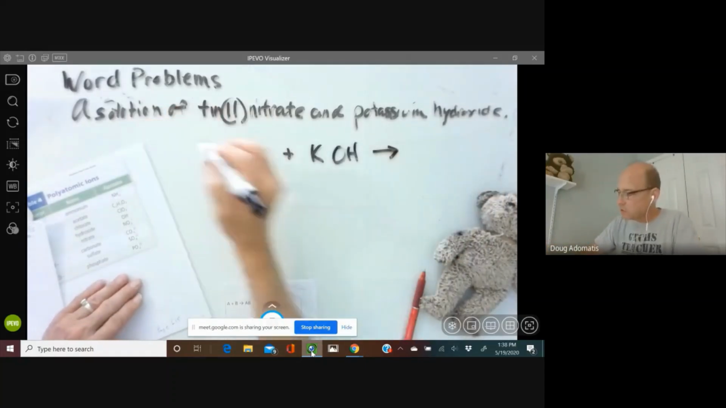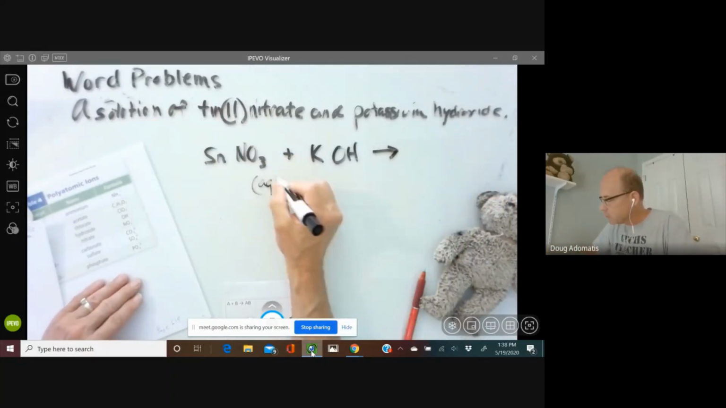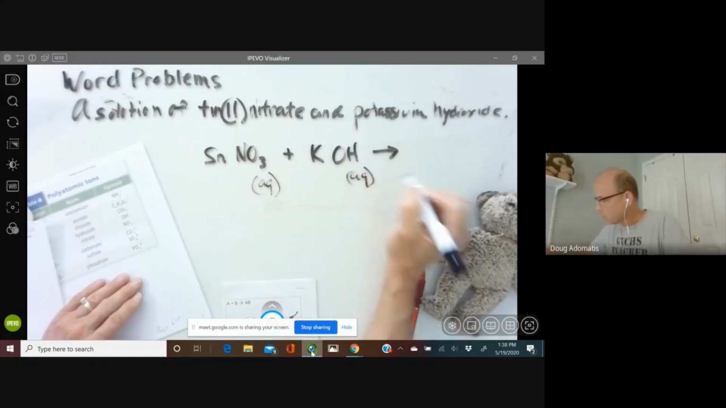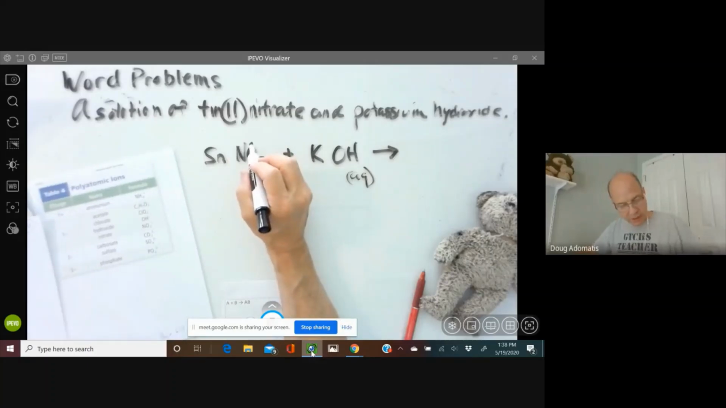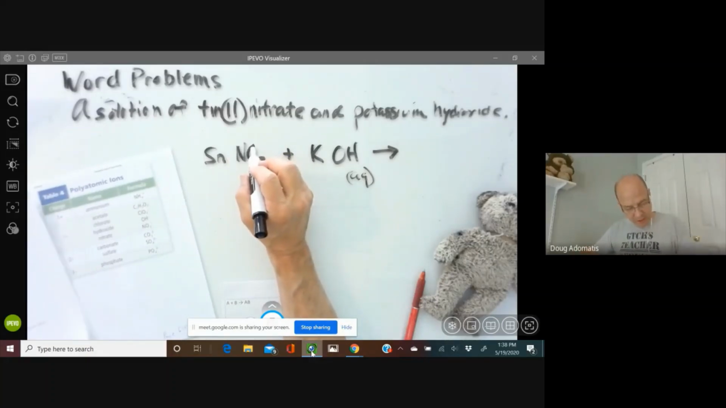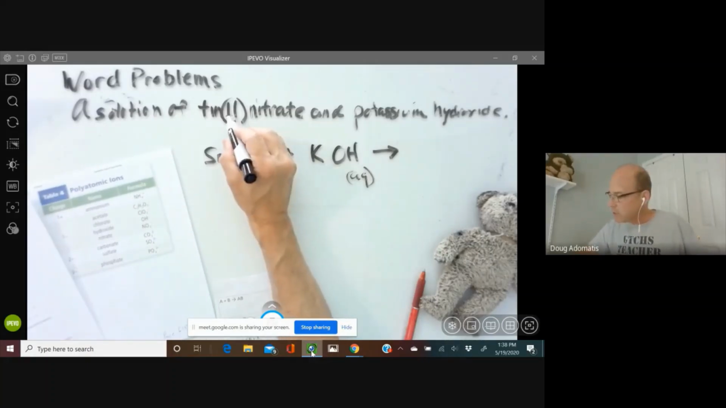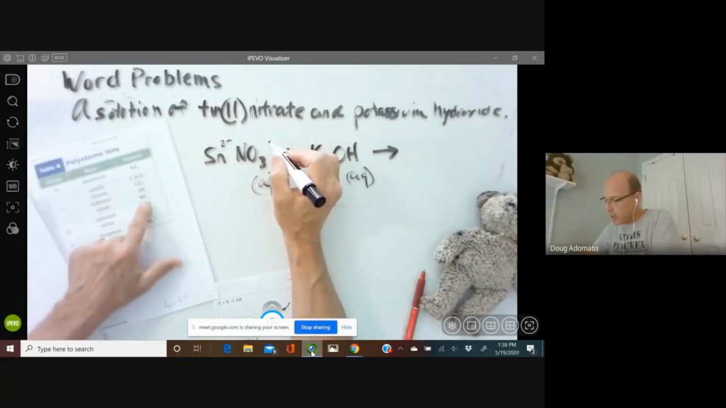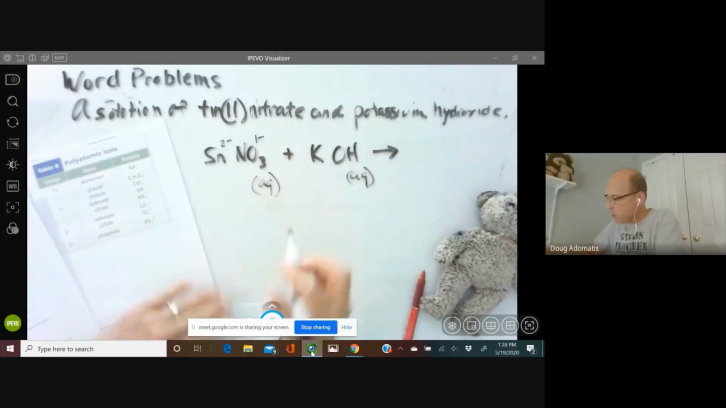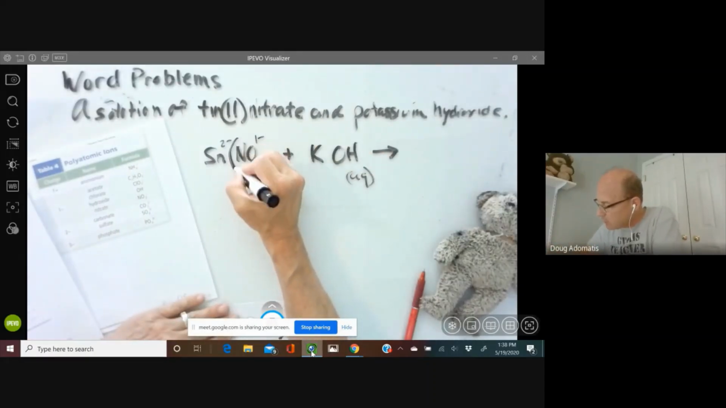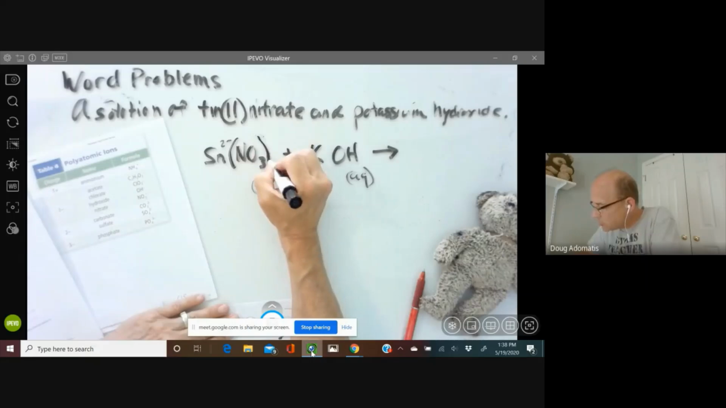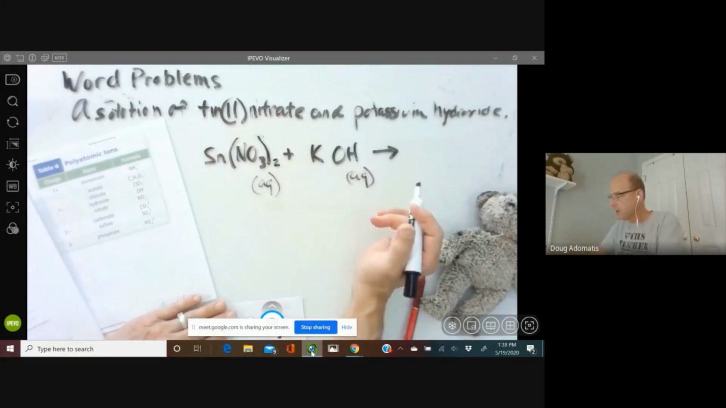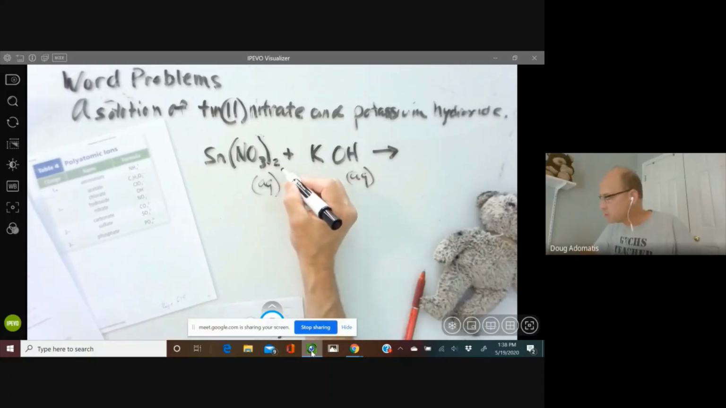This is telling me it's a solution, so aqueous solution. I assume that this is an aqueous solution also. The oxidation number for tin is, they tell you it's tin(II), so that's a 2 plus. And the oxidation number for a nitrate is a 1 minus. So in that case, you would have to have 2 nitrate particles for every tin particle. Okay? So in this case, you'd have to write that 2 right there.